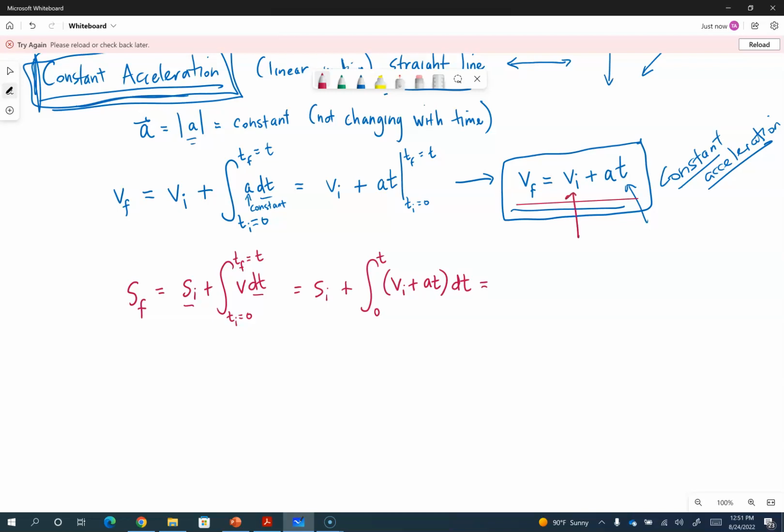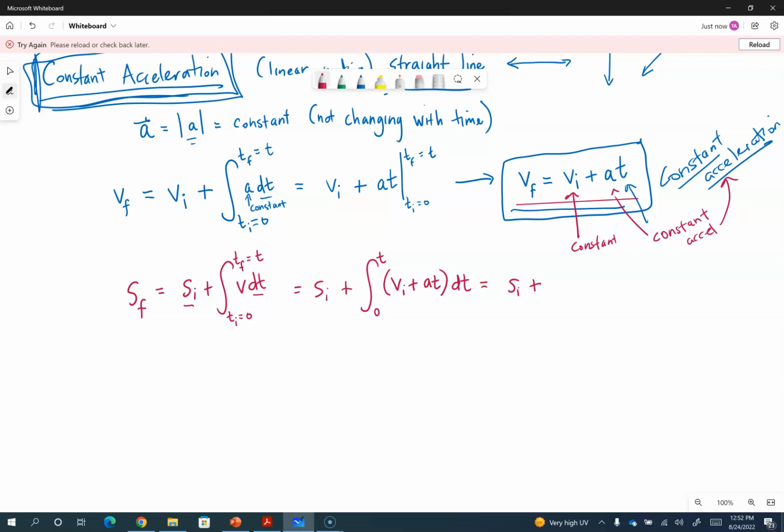V initial for any given problem is going to be a constant. Any one problem has one set initial condition, so it will have a specific initial velocity and a specific initial position. A, remember, we're talking about constant acceleration. So when we go to integrate this, we of course still have that constant of integration.